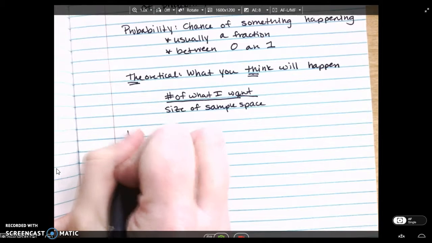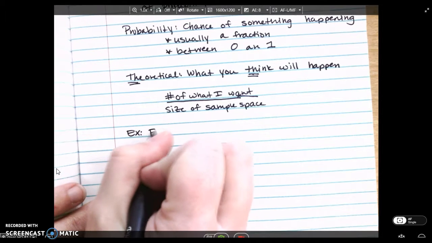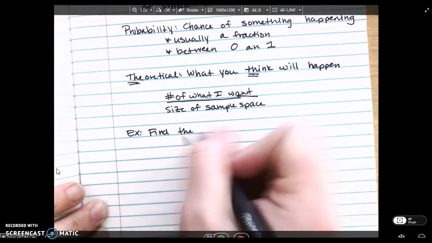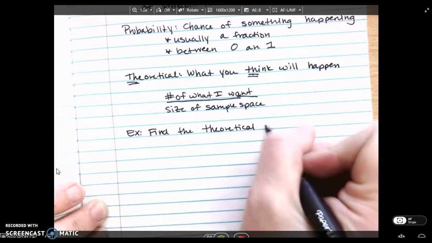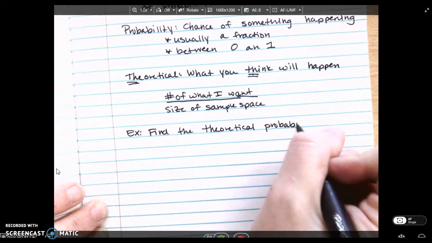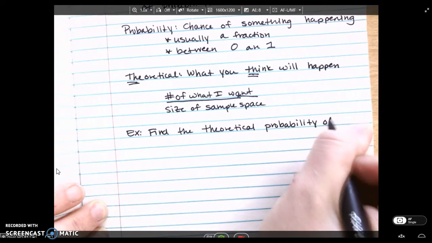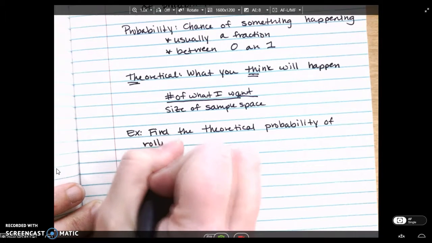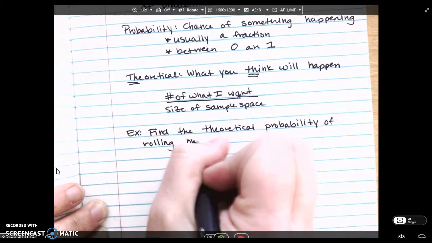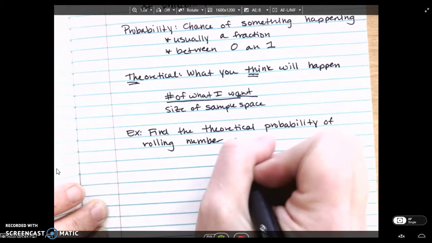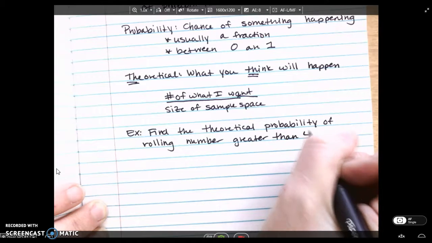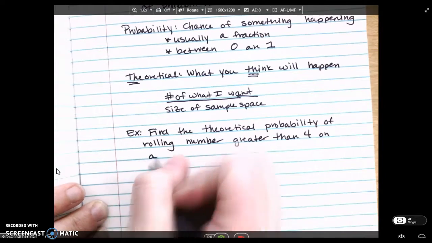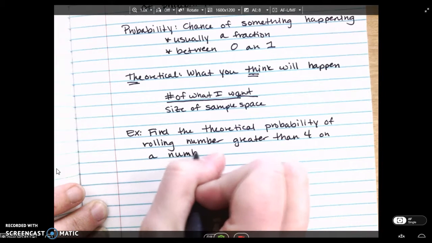So for example, find the theoretical probability of rolling a number greater than 4 on a number cube.